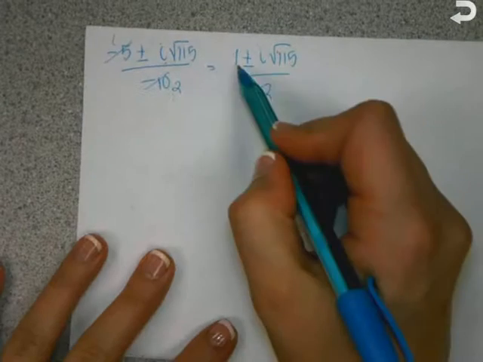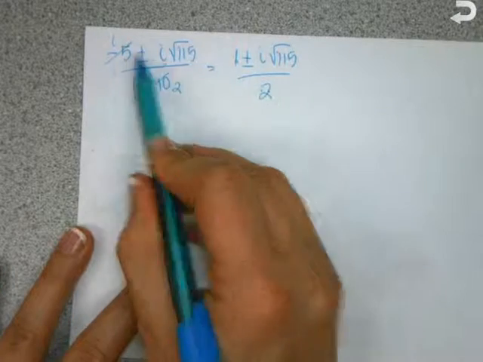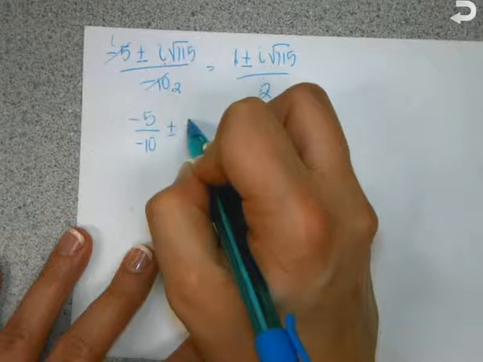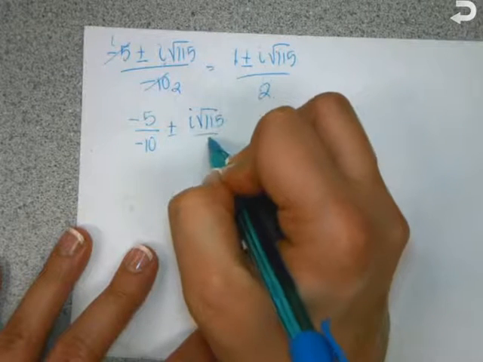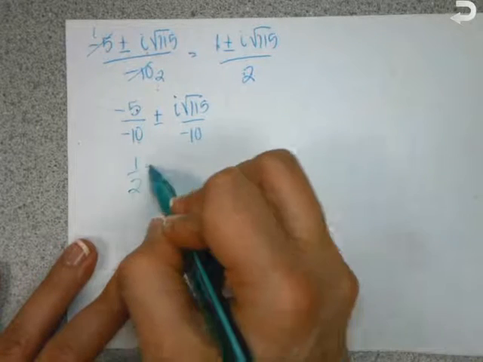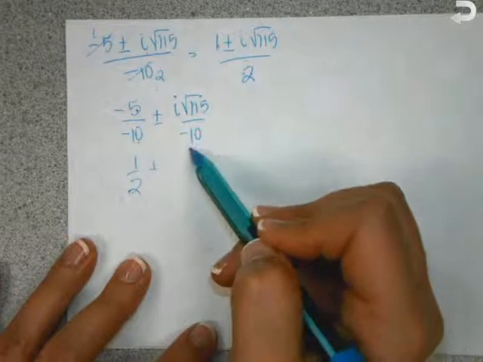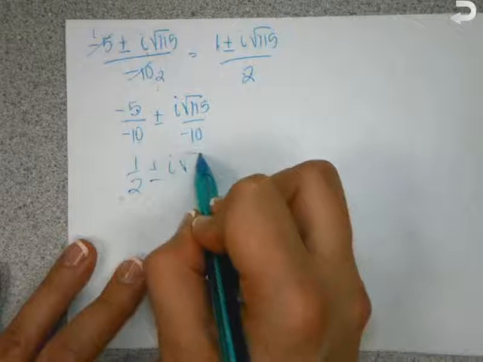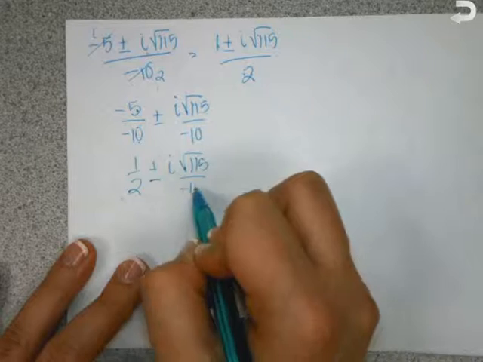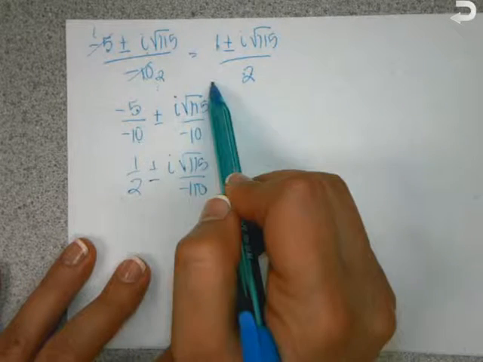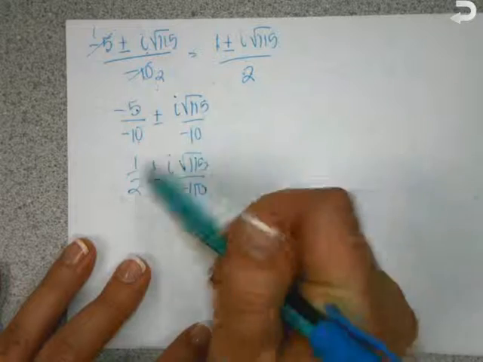If we were to separate it, it would be i root 115 all over negative 10. This one does simplify to 1/2. Does this one simplify at all? So it would still be plus or minus i root 115 over negative 10. Okay, so you cannot just simplify part. You either have to simplify the whole thing or none of it. The one thing we can simplify here, not the i, is the negative.